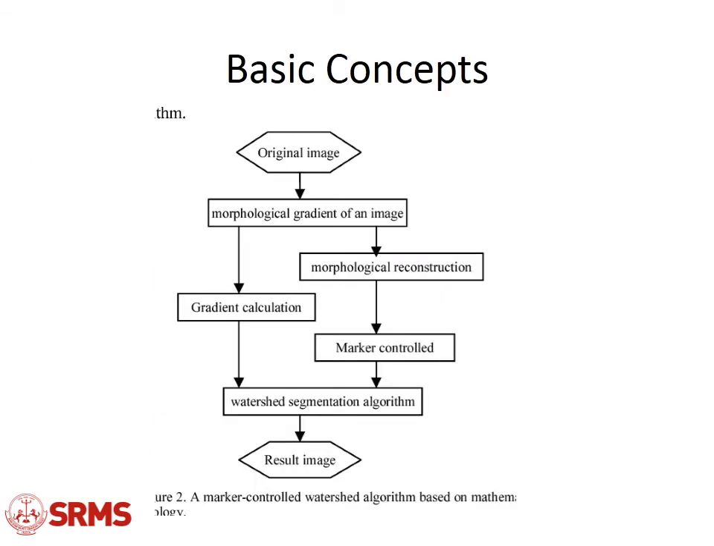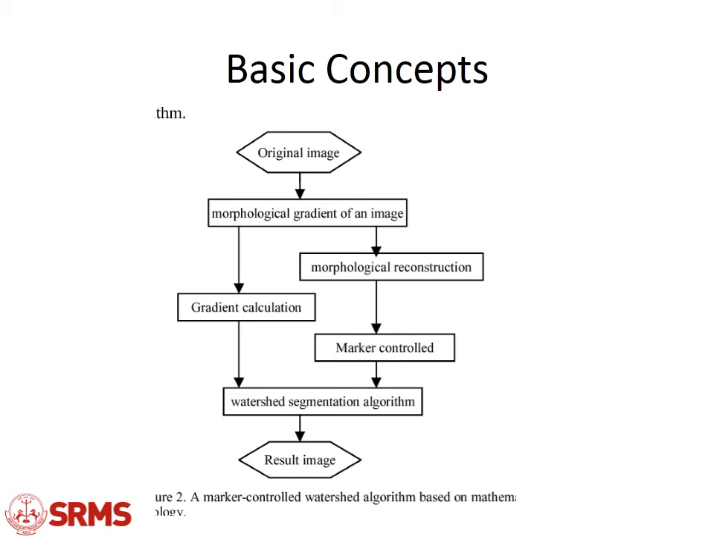The basic flowchart for this algorithm is given in the image. We have an input image, the morphological gradient of the image, morphological reconstruction, and gradient calculation, which is the mathematical and integral part, and can be done in any simulator. Then we have marker control, then the watershed segmentation algorithm, and the result image is given in the format of partitions.